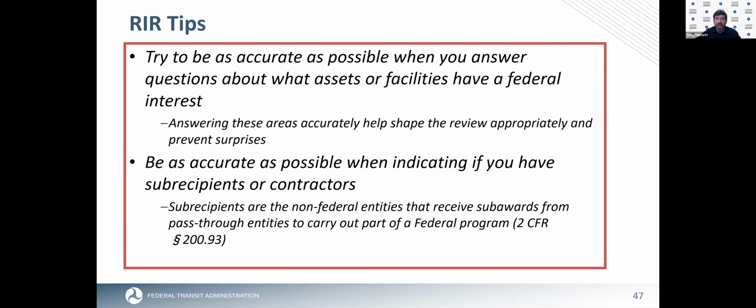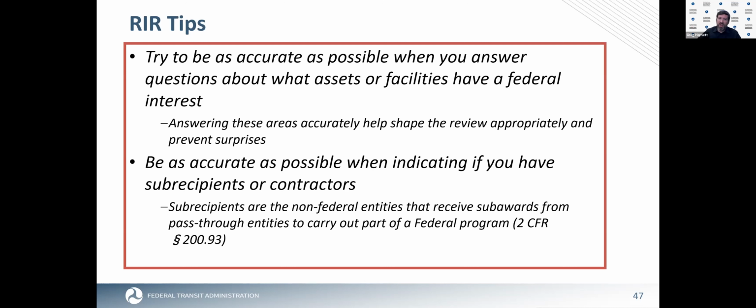So just being accurate from the get-go about which assets and facilities have FTA interests will help your reviewer accurately tailor the review to your organization. Another tip we have here is to be as accurate as possible when you're indicating if you have sub-recipients or contractors or both. As you can see, we've got some language here from 2 CFR 200.